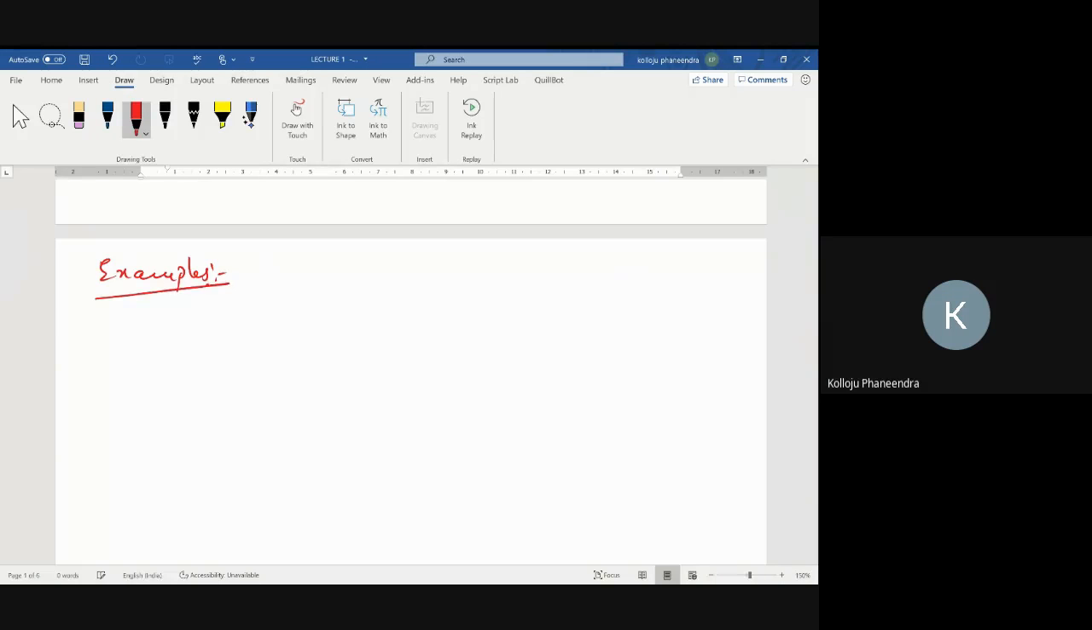Examples for sequence. The first one is, if I consider a sequence a_n equal to 1 by 2 power n. Always remember n always starts from 1 onwards. That means 1, 2, 3 and so on, natural numbers only. So what is the sequence? 1 by 2, 1 by 2 square, 1 by 2 cube and so on up to infinity.